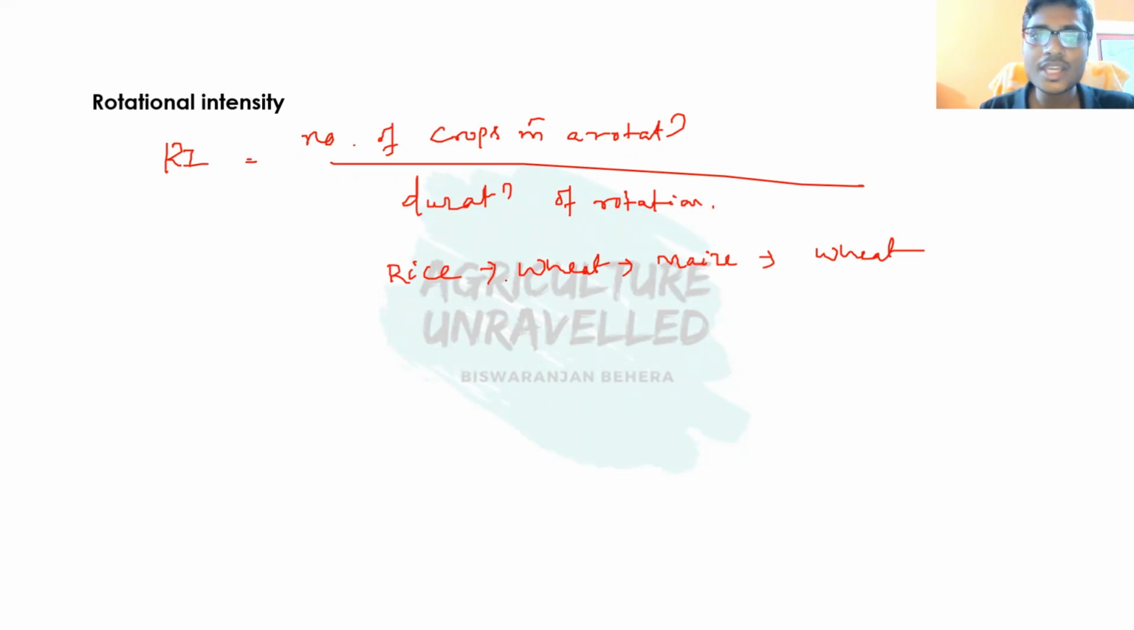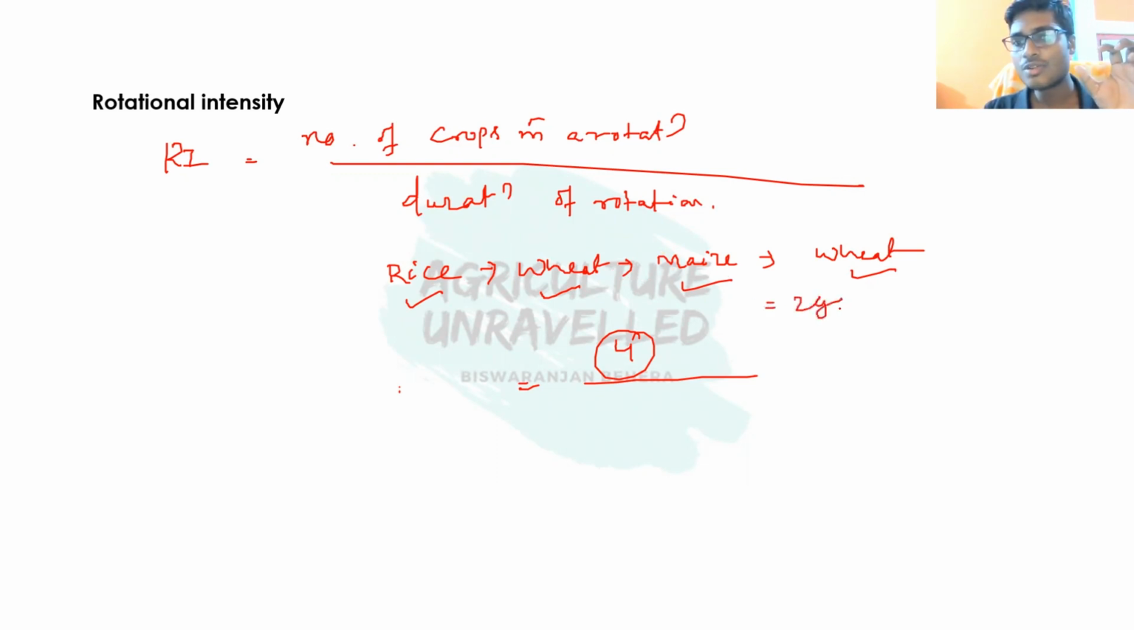So here the farmer is growing 4 crops, so the number of crops is 4. Then what is the duration of rotation? Think, what is the duration of rotation? Because the farmer will grow rice in Kharif season, in Rabi season he will grow wheat. In the next Kharif season he will grow maize, and in the next Rabi season he will grow wheat. So this rotation will take at least 2 years. So here the duration of rotation will be 2 into 100. In this formula it is 100. So what will be the rotational intensity? Rotational intensity is 200%. So I think it is clear now.